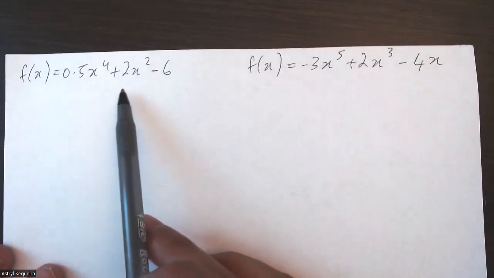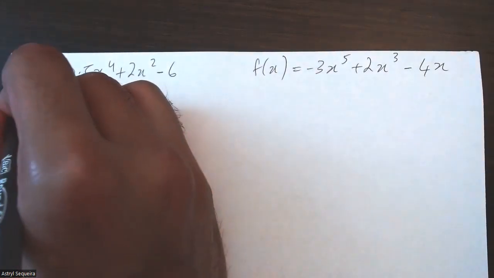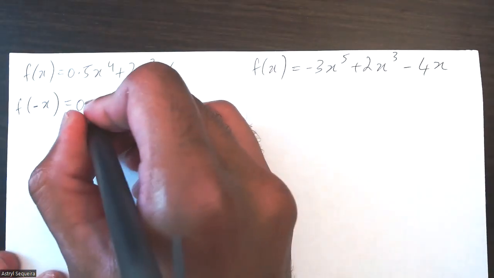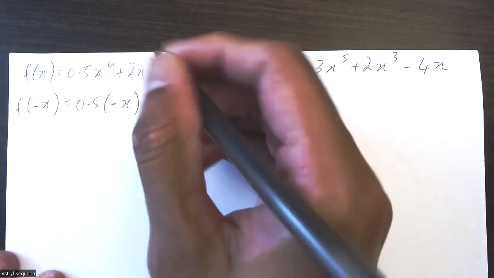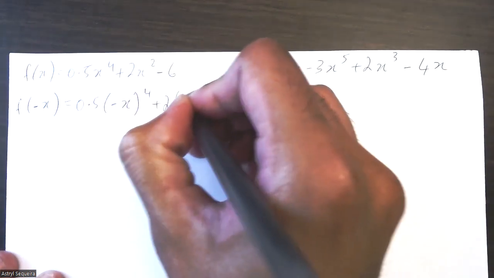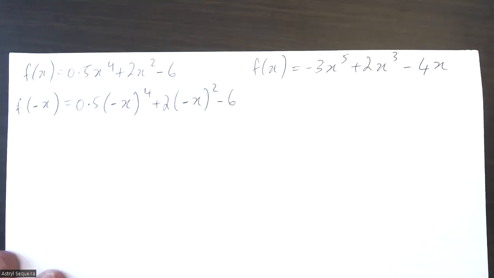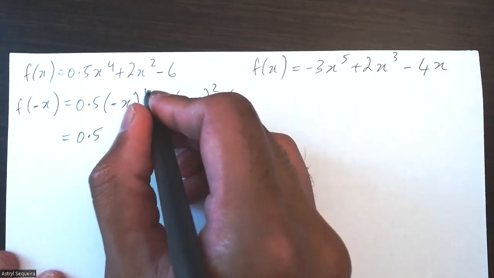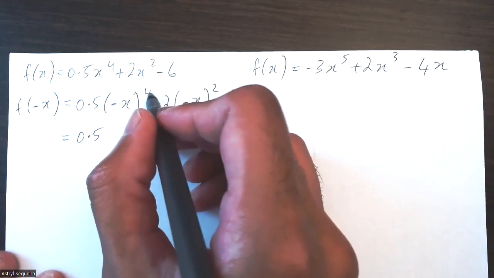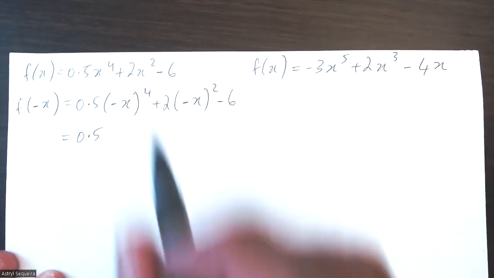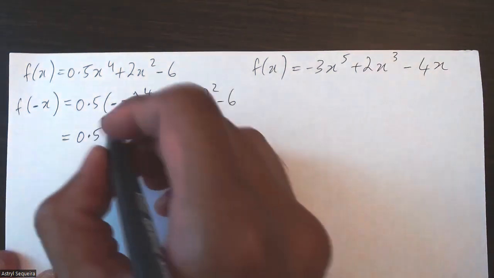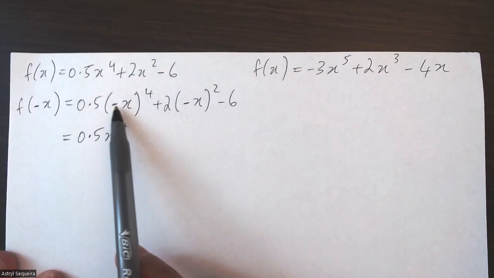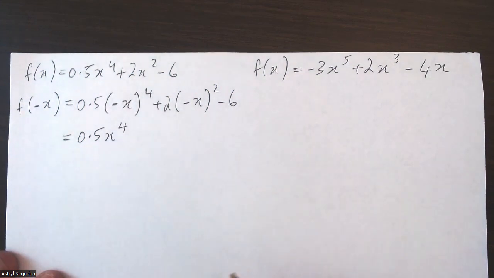Let's take a look at this second example over here. Again, I'm going to start with my test for even. So I'm going to find f of negative x. So I'm going to replace all my x's with a negative x. So negative to the power of 4 is positive, because any negative to a positive even exponent is always positive. So this is just going to become negative positive 0.5 x to the power of 4, because the negative is going to just disappear.